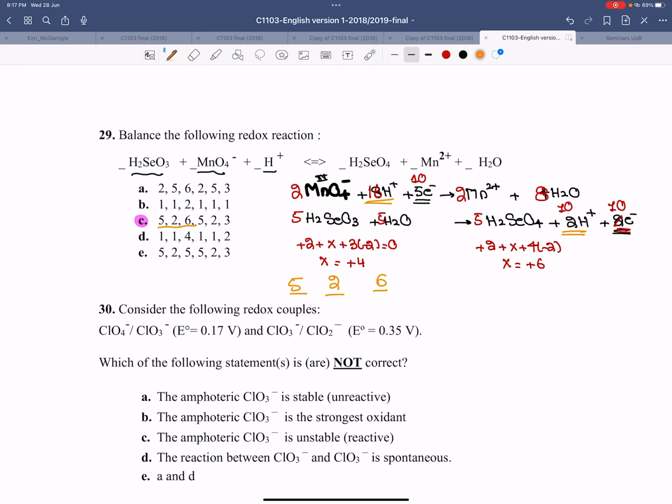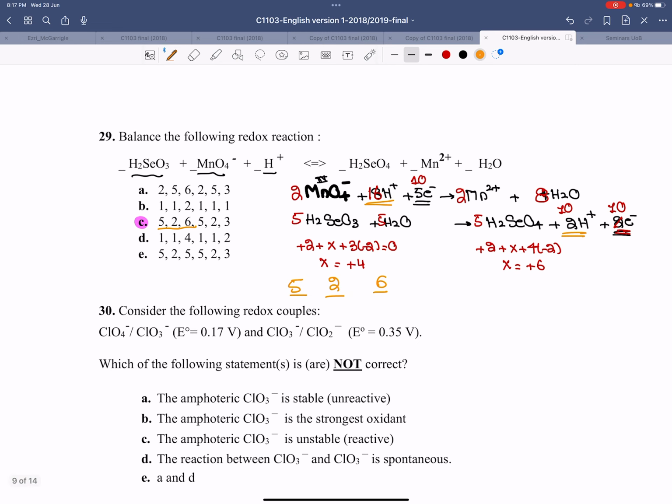You can, of course, verify. If you move on, you have 5H2O, 8H2O. What you have left is 3H2O. On the right-hand side, 2 Mn2 plus and 5H2SeO4. So it's 5 to 3. Take note that when I'm actually writing the series, I'm matching it with what I have here. So it's 5H2SeO3, 2 MnO4 minus, 6H plus, etc.